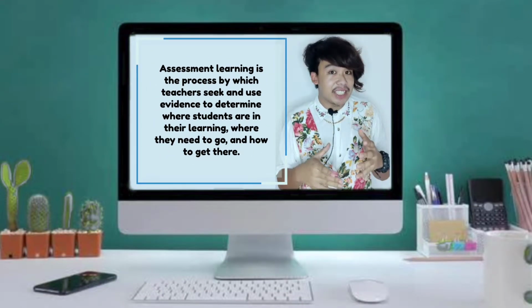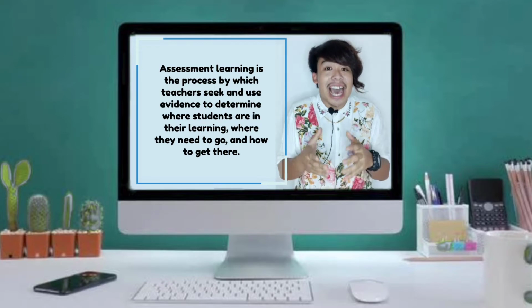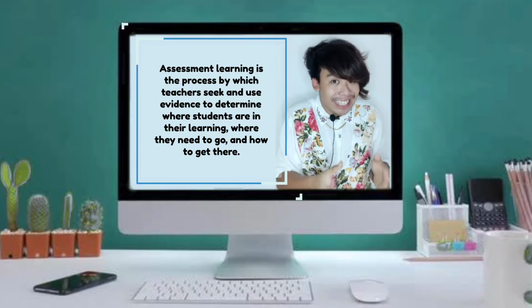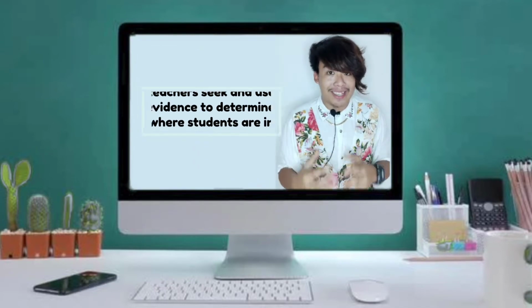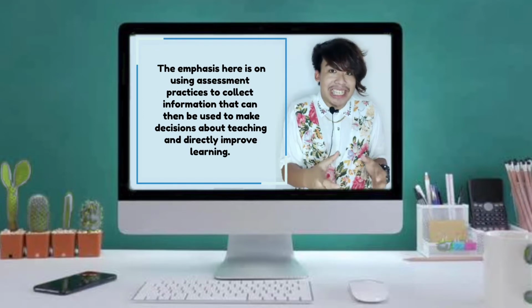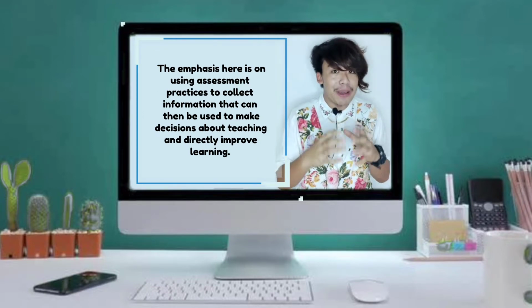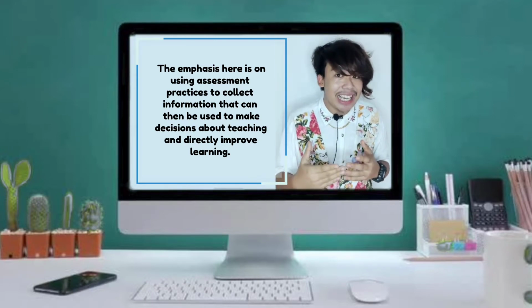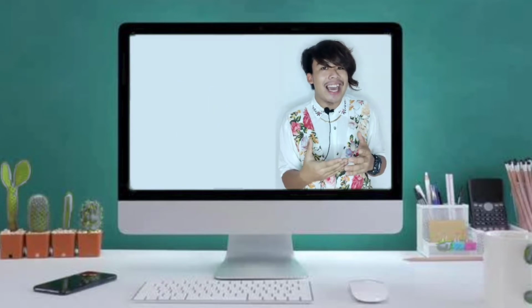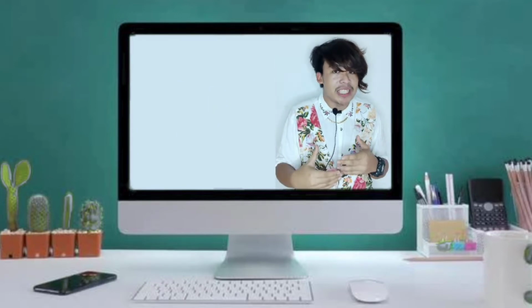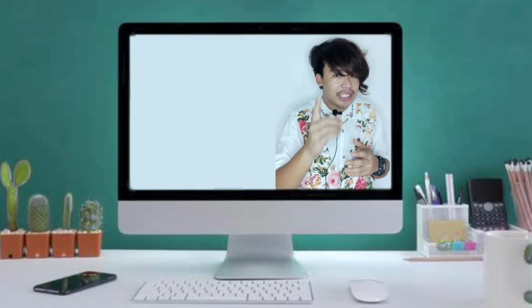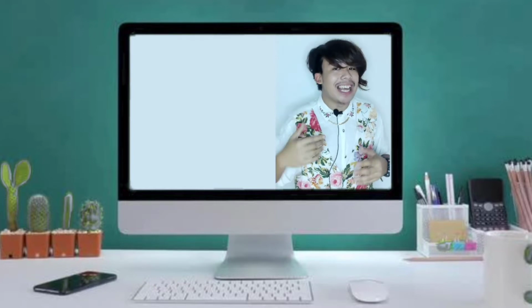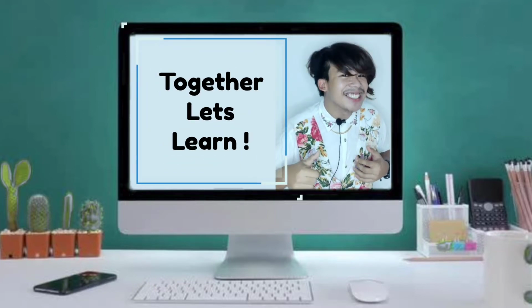Assessment learning is a process by which teachers seek and use evidence to determine where students are in their learning and where they need to go. And this is on how to get there. The emphasis here is in using assessment practices to collect information that can be used to make decisions about teaching and directly improve learning. That's why today we're going to stick to the principles and purposes of a language assessment in today's discussion. So, without further ado, open up your mind, let my voice be heard, and together, let's learn.